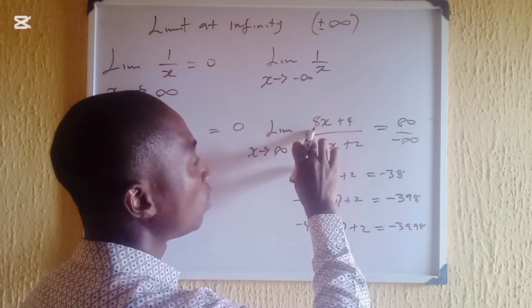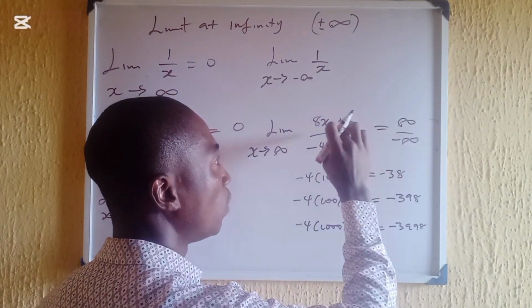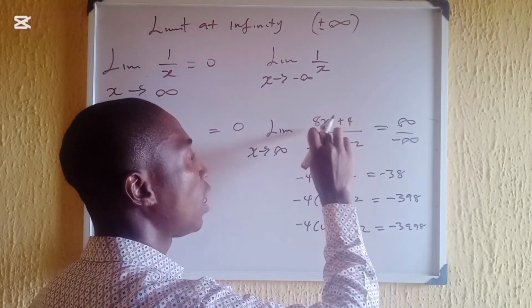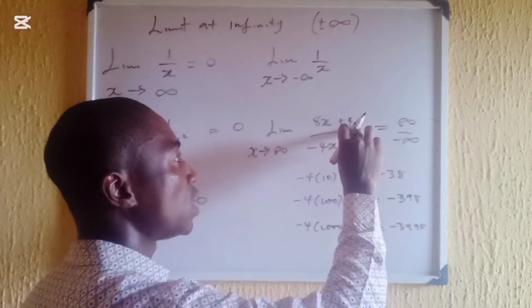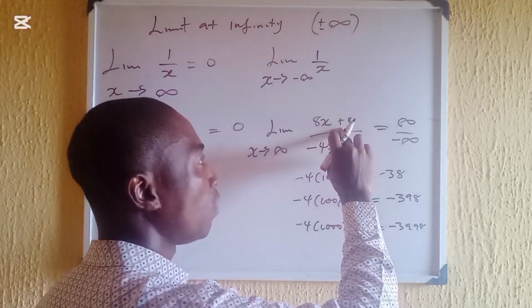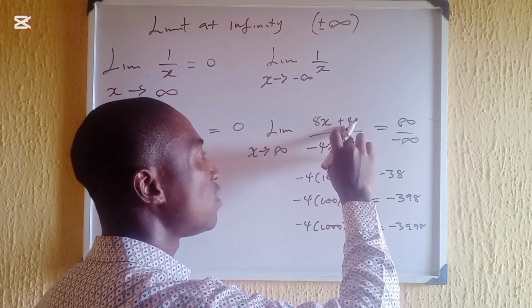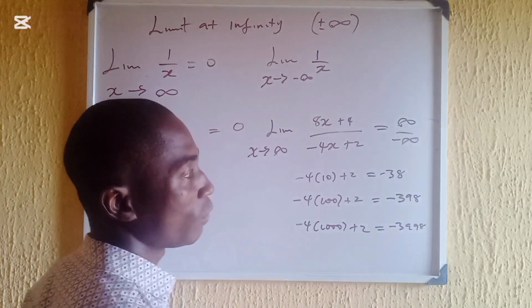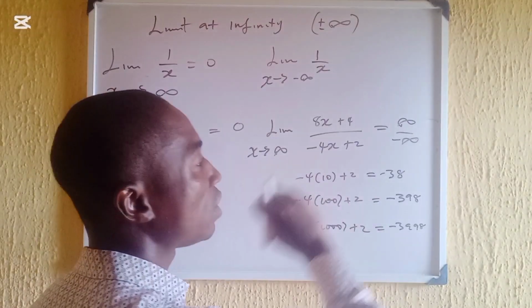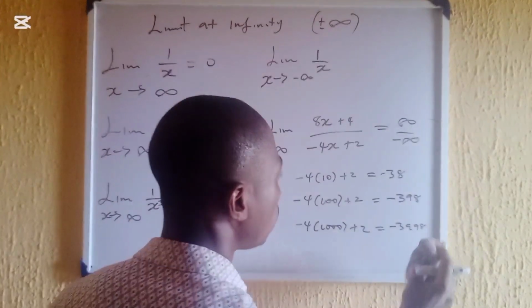But for the numerator, you see that as x is increasing without bound, the numerator is increasing without bound, because if you have 10, 8 times 10 plus 4 gives us 84. If you have 100, 8 times 100 plus 4 gives you 804. If you have 1,000, 8 times 1,000 plus 4 gives you 8,004. So you can see that the numerator is tending towards infinity, while the denominator is tending towards negative infinity.